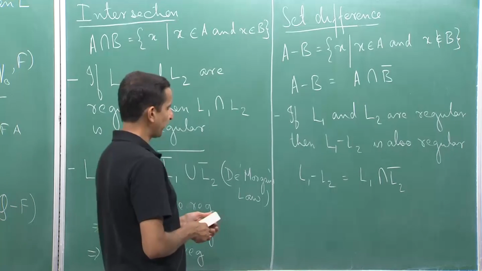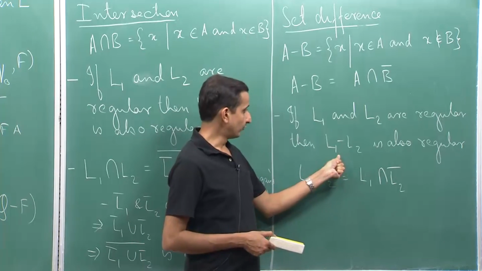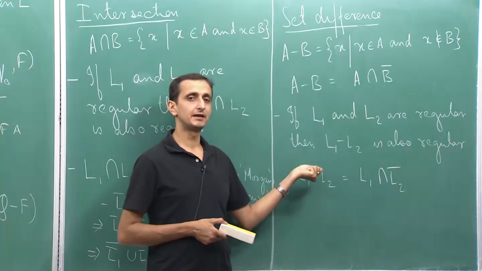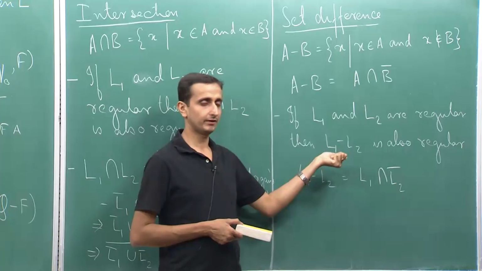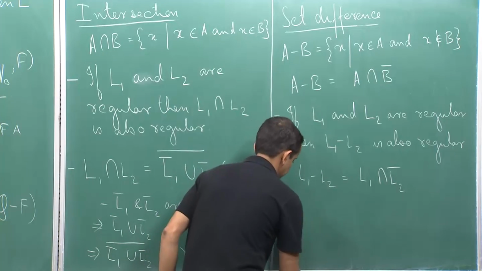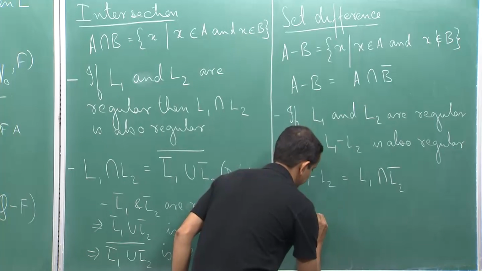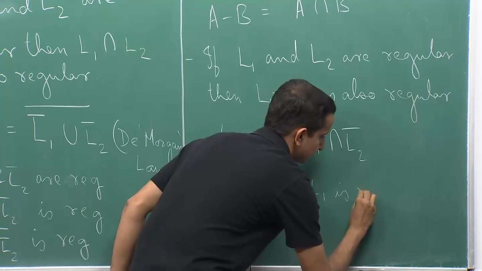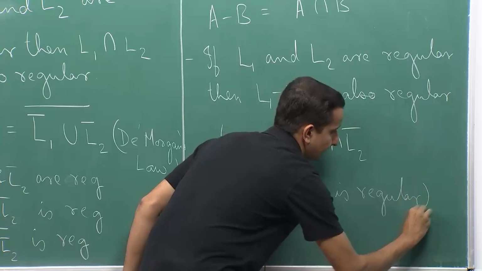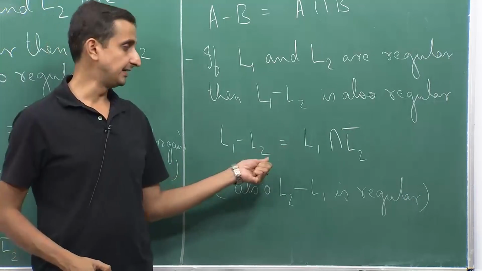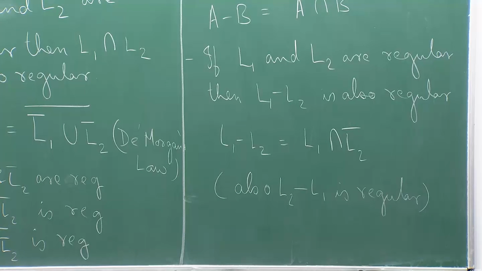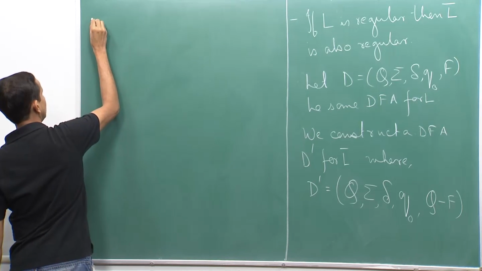A small point here is that I have only written for L1 minus L2, but the same thing can also be said for L2 set difference L1. By a similar idea, L2 minus L1 is also regular. You just interchange L1 and L2 in this argument. The next property that we will see is reversal of languages.